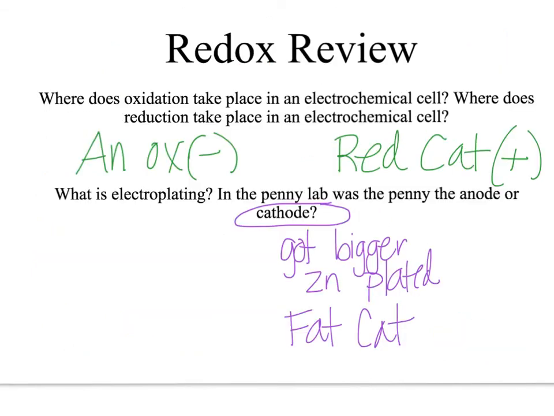So here's An Ox and Red Cat again. Oxidation happens at the anode and it's negative. The anode is negative. Red cat: reduction happens at the cathode. The cathode is positive.